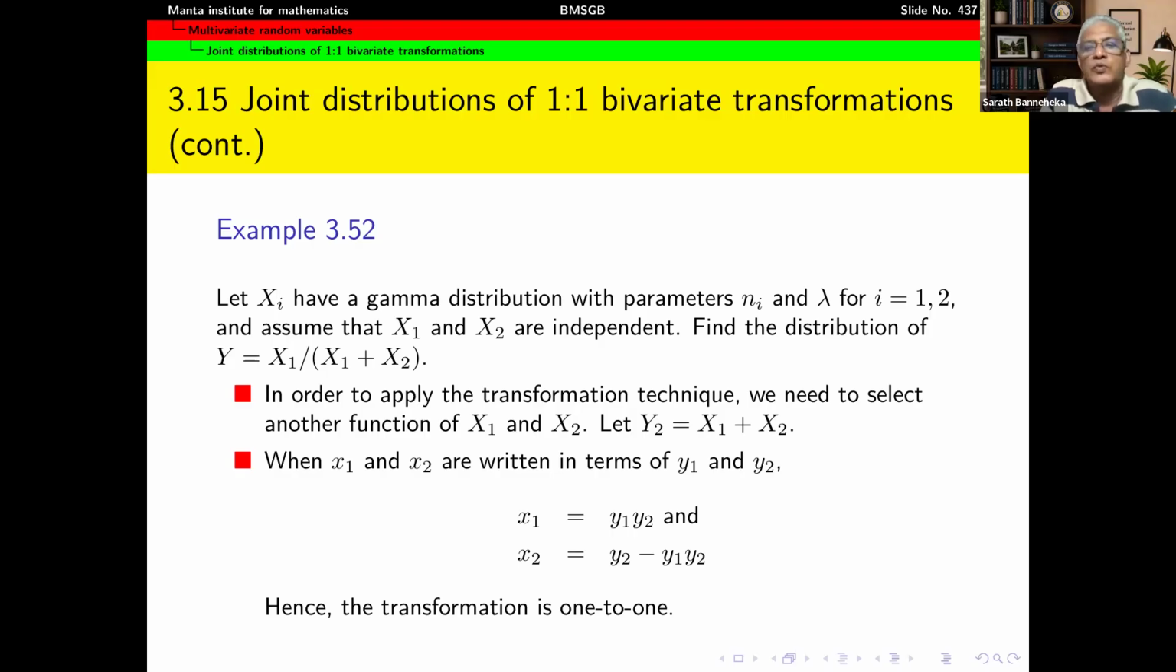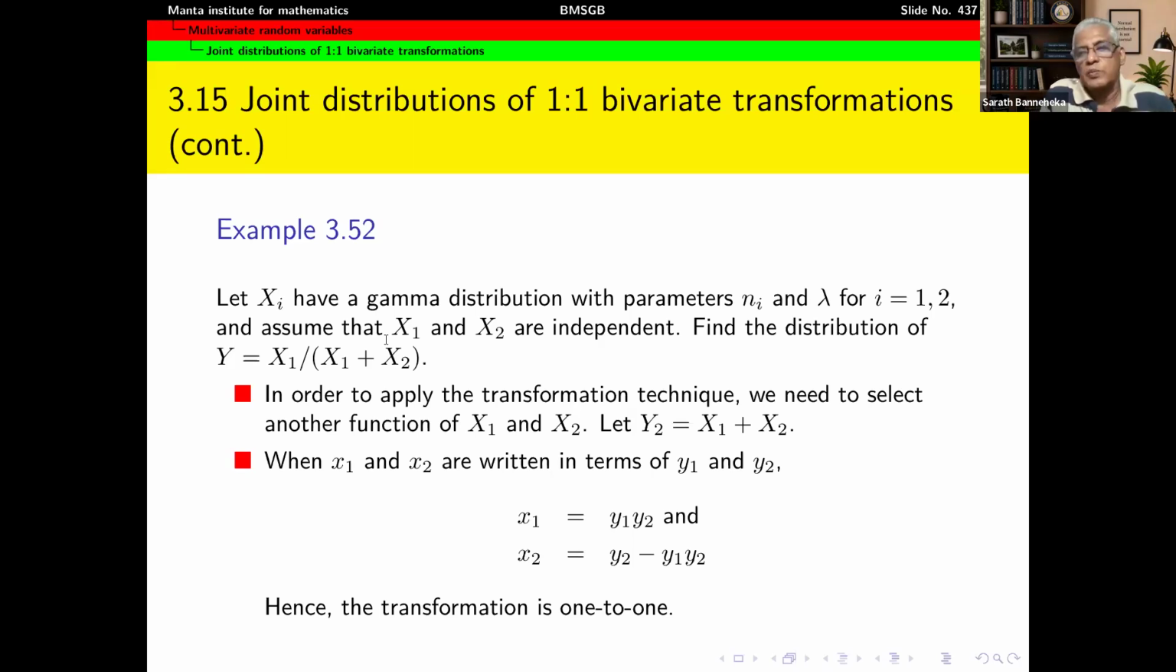But generally, we will have to first consider a transformation from x1, x2 to y and some other variable, say w. First of all, consider a bivariate one-to-one transformation, then get the joint density of the second pair, and then integrate with respect to the other variable to get the marginal density of y. That is the procedure. So in order to apply the transformation technique, we need to select another function of x1 and x2.